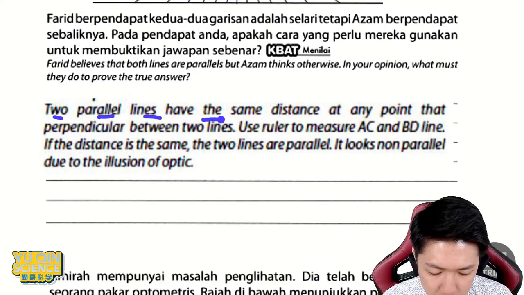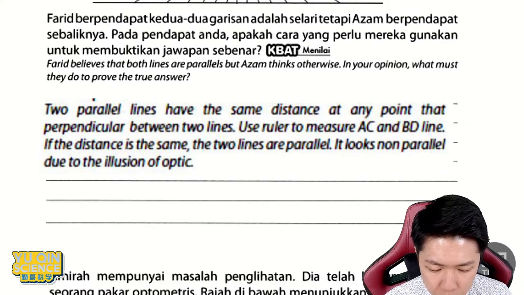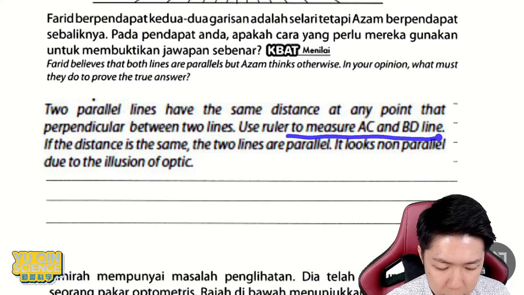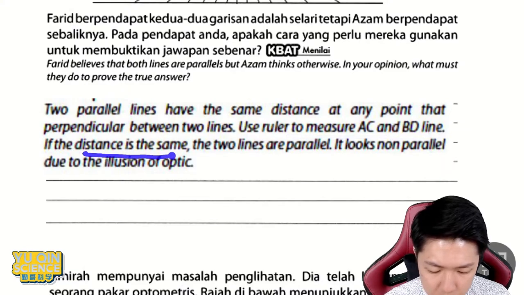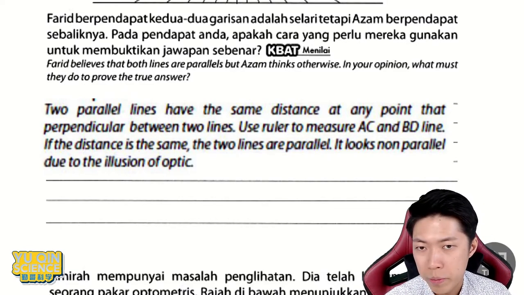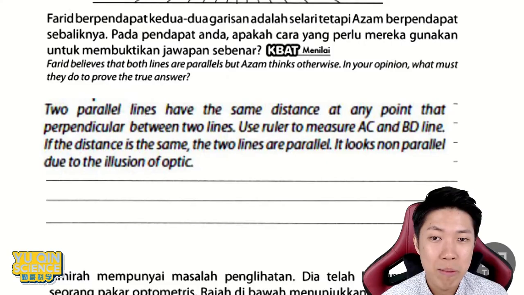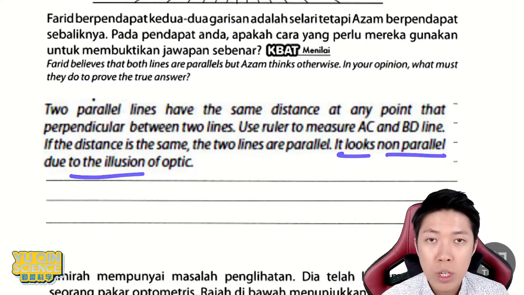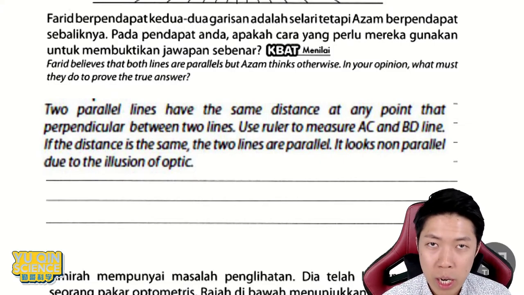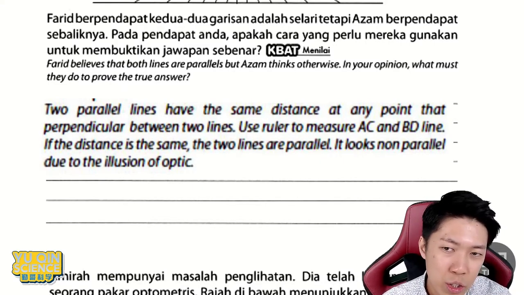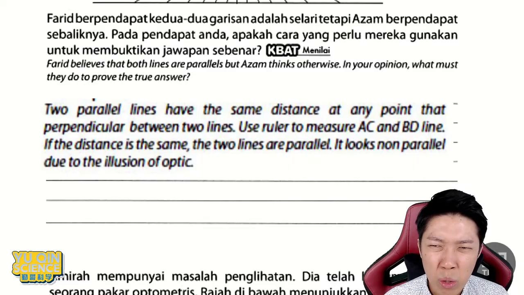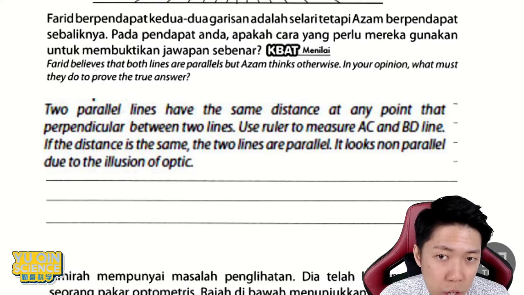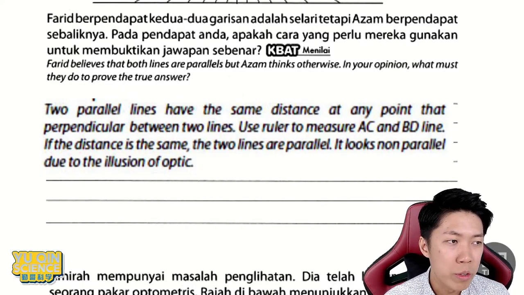Two parallel lines have the same distance. So measure the distance between lines A, C and B, D. If the distances are the same, the two lines are parallel. Okay, this is like stating the steps that you're going to take to prove it. It looks non-parallel because your eye and your brain are arguing. Your eye thinks it's straight, then your brain says, no, I don't think so, it's curved. Then your eye says, no, it's straight, obviously. So yeah, they will argue for the rest of their life.